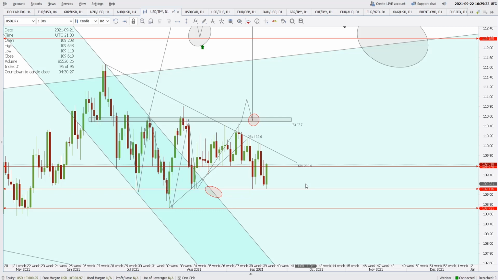Although you see after the break below this symmetrical triangle, we are expecting the price to go to 108.72. So expect this price to come back below 109.57 to close the day. In that case, it will test this 109.11, which I am expecting it to break to the downside and to reach 108.72 ultimately.